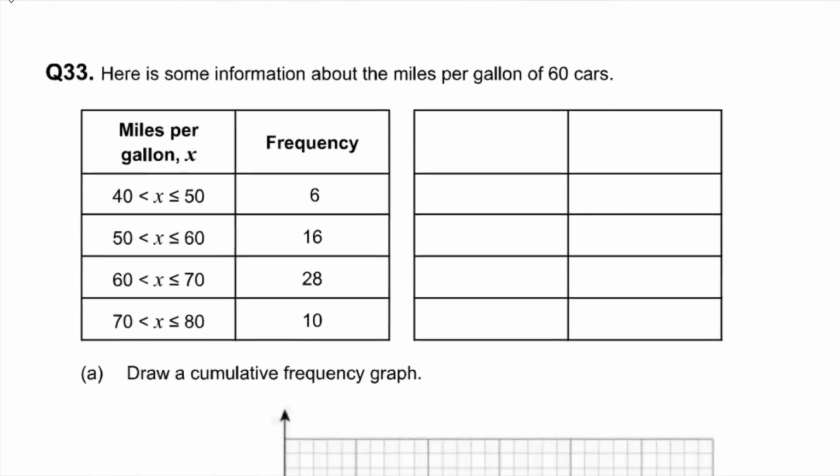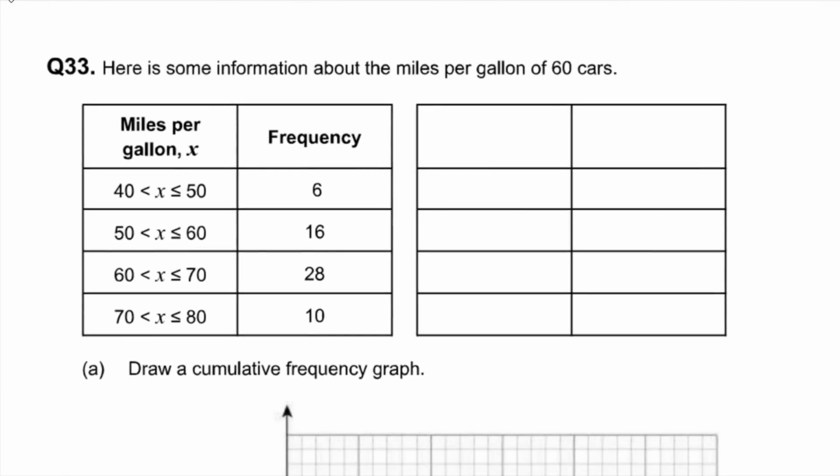Right, next one up, I've got here is some information about the miles per gallon of 60 cars. So we've got miles per gallon and frequency. We're going to have to first find the cumulative frequencies ourselves here. So this is going to be x again here, and this is going to be the cumulative frequency.